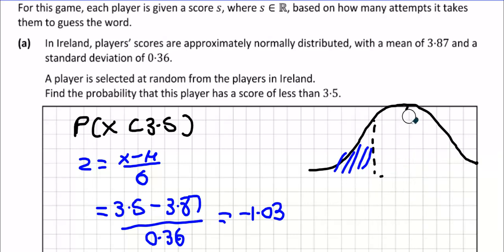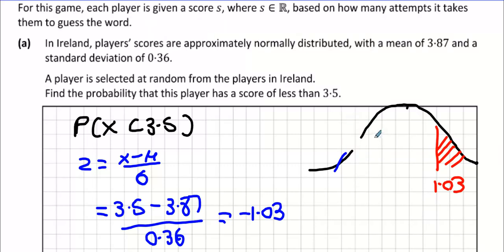Now, when you go to z-scores on your tables, they only give you positive numbers. They do not give you negative numbers. So 1.03. Is that okay with you guys? So how do we get this? See this red area here? Being bigger than 1.03 is the same thing as being smaller than minus 1.03. Does that make sense? I then go to my z-scores and I read off what a z-score of 1.03 is.